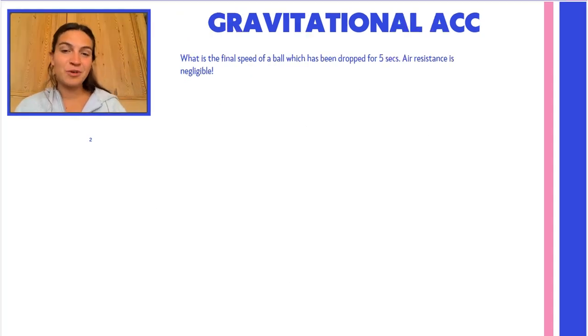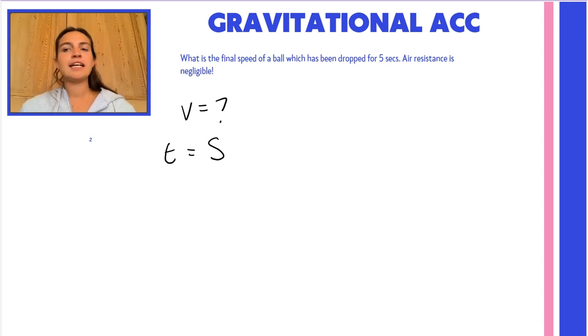Okay, and now we're going to use one of our SUVAT equations, but in a slightly different context. So we have, what is the final speed of a ball which has been dropped for 5 seconds, air resistance is negligible. So I'm looking for v, my final speed, and the piece of information I've got readily available to me is my time t is equal to 5. But then I'm feeling a bit stuck and I might be thinking, well, I don't have enough information to answer this question. However, I have some hidden bits of information within this question.